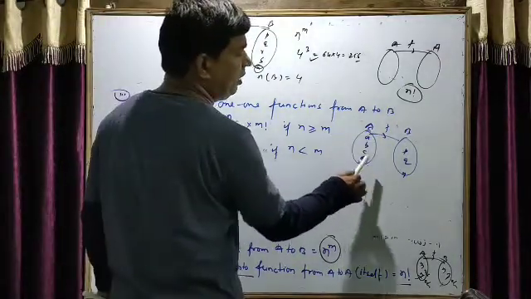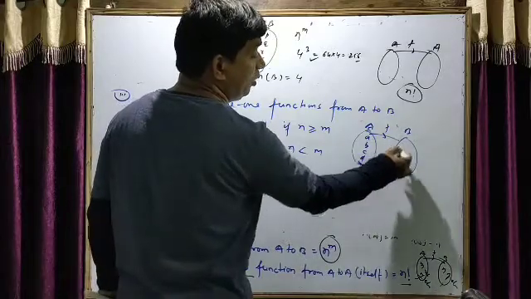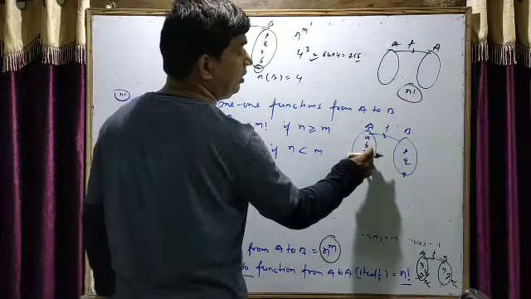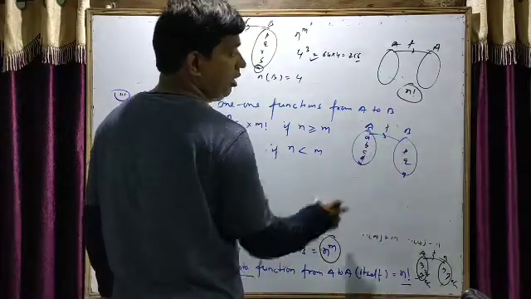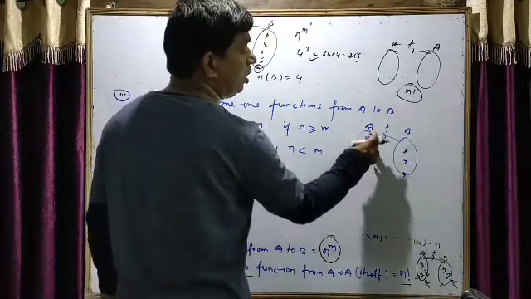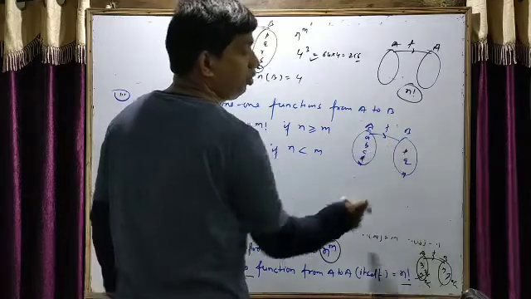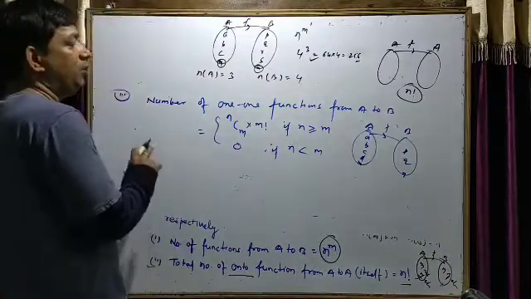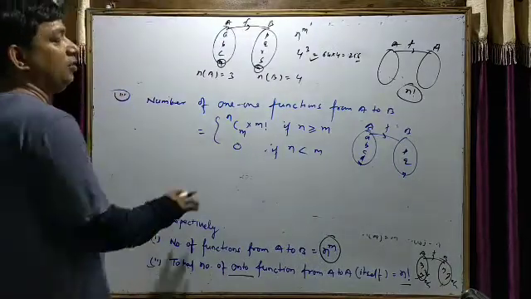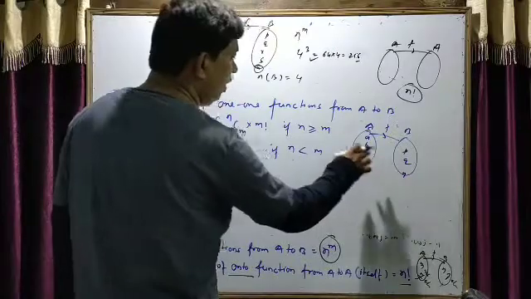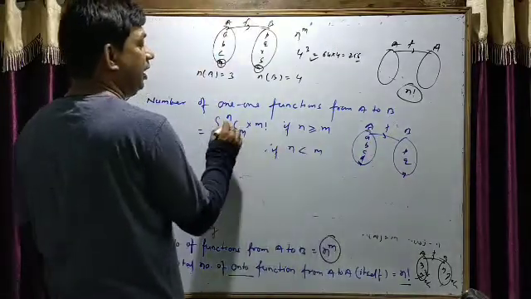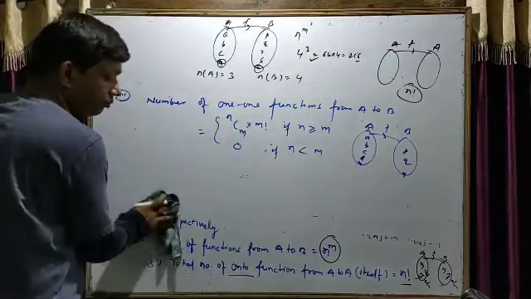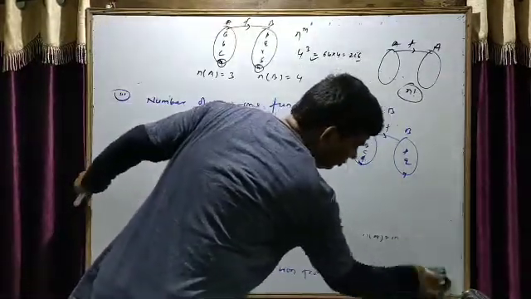Why? Because it has 4 elements, and here the codomain contains 2 elements. So either all the elements are related to P or Q, or 3 are related to P, then D is related to Q. That means it is never a one-to-one correspondence. That is why the number of one-one functions is 0. But if it is equal or greater, then the answer is nCm into m factorial.